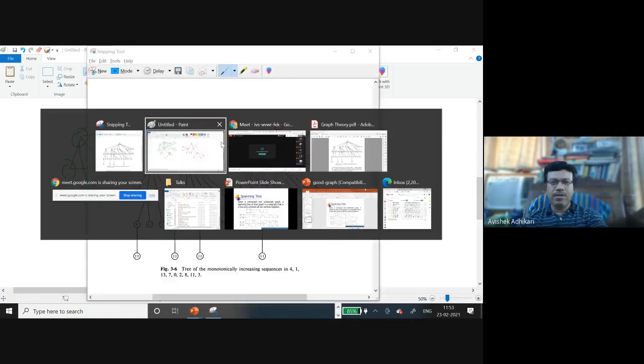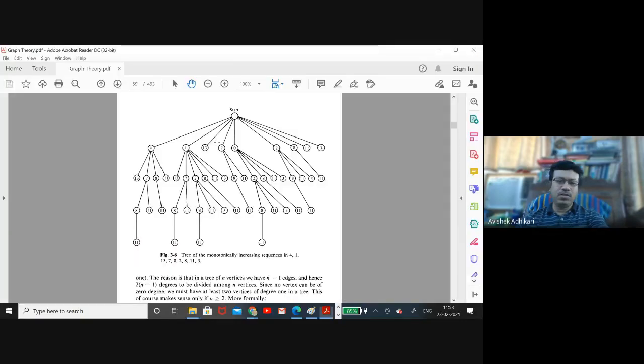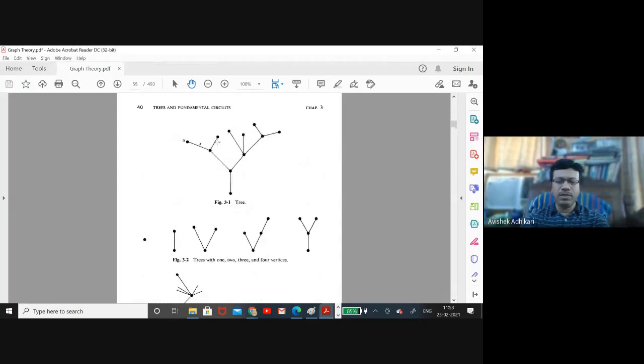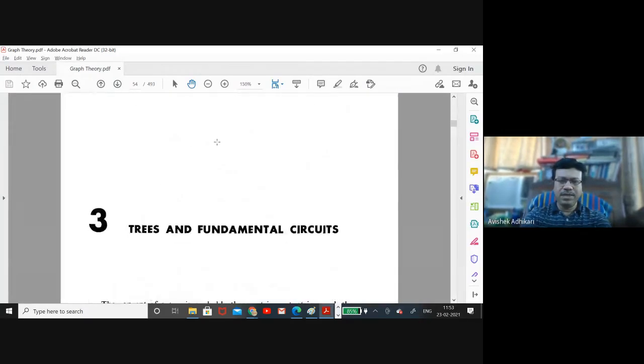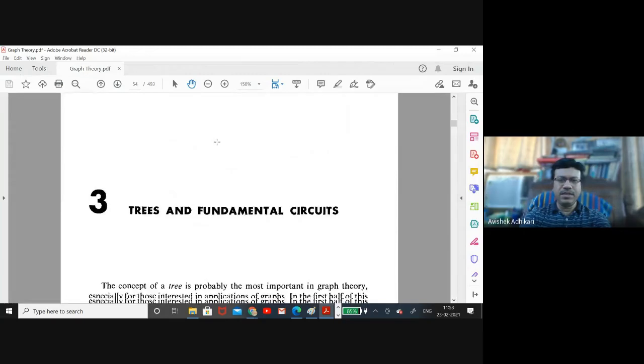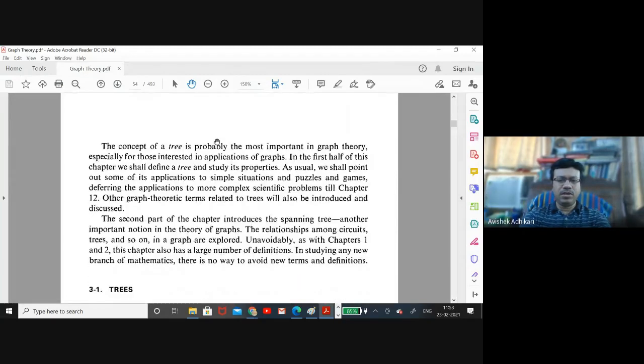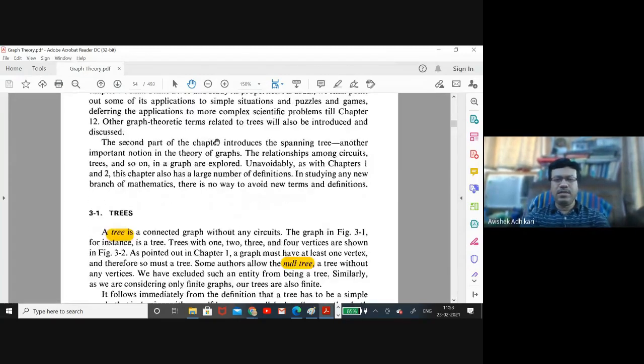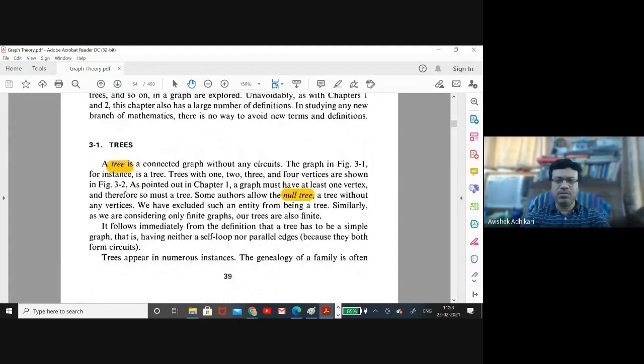So I can now define formally what we mean by a tree. So what is a tree? A tree is a connected graph without any circuit. So now you know what we mean by circuit. In my last two classes I have already mentioned it. Basically you cannot repeat your vertex except for the starting and the end point because they coincide. That means it's a closed path.